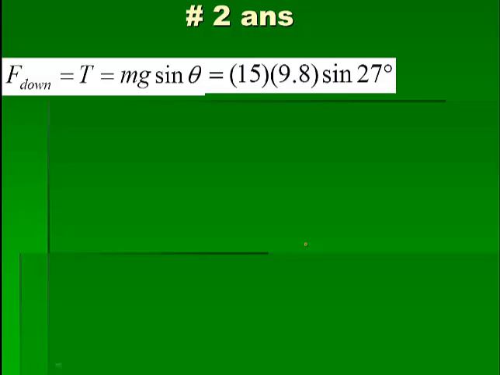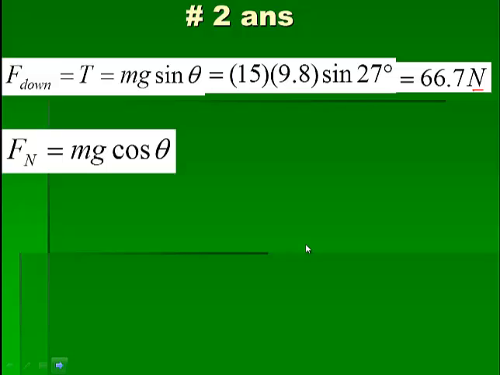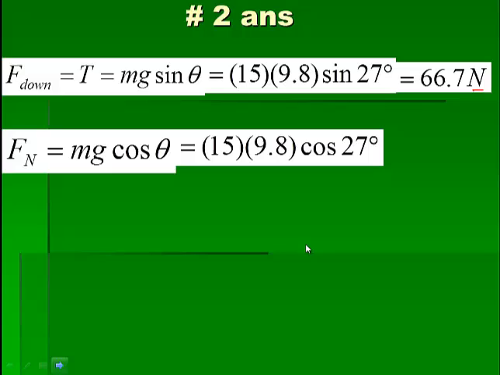So the mass is 15, g is 9.8, and theta is 27 degrees. So F down is equal to 66.7 newtons. Don't forget units. Now the next part of the problem asks us to find the normal force. So the normal force is mg cosine theta. m is 15, g is 9.8, and theta is 27. If you solve for that, you get that the normal force is 131 newtons.